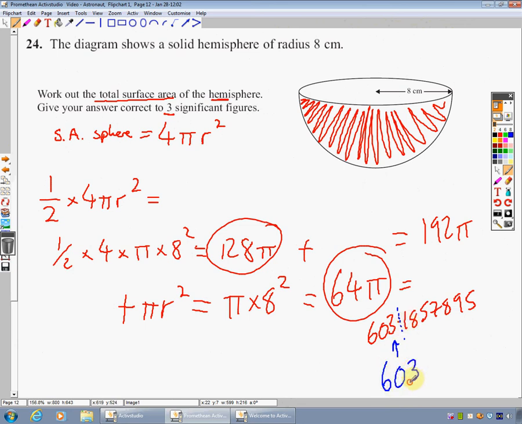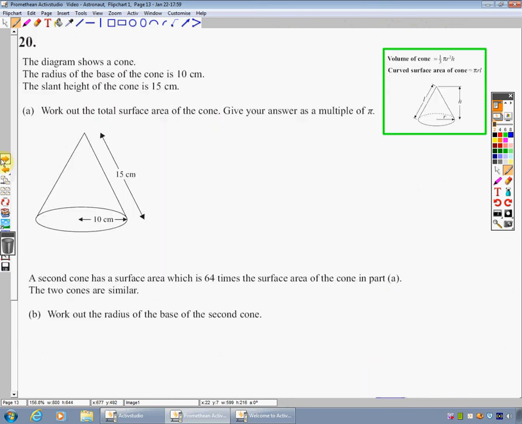Next question, please. I'm like a question jukebox this afternoon. The diagram shows a cone. The radius of the base of the cone is 10 centimetres. The slant height of the cone is 15. Now you need to think to yourselves, there's a big difference between the slant height and the perpendicular height. In this equation here, when we're trying to find the volume of the cone, we need the perpendicular height. But in our surface area, we need the slanted height. So there's a slight difference going on there.